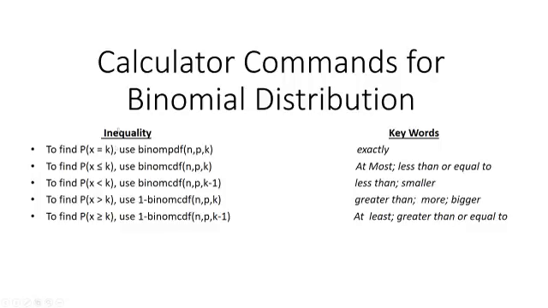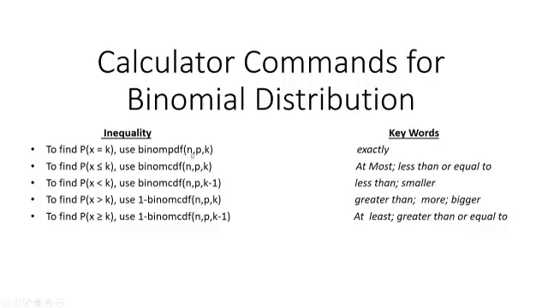If you notice over here on the left hand side, it's identifying what the inequality or the statement may be given to you when you read. The main thing you need to focus on is looking for the keywords. For example, if you have an inequality where it's x equals, look for the keyword exactly. The calculator command that will be used for this one would be binomial probability distribution function, hence the PDF.